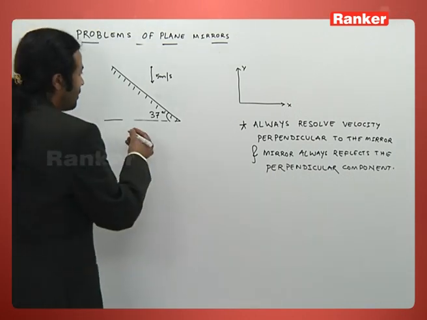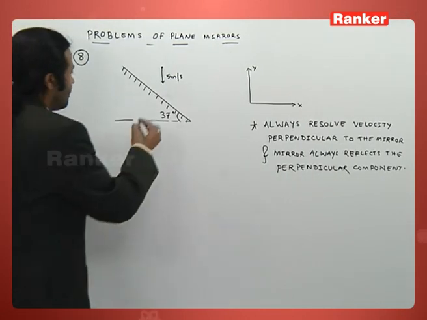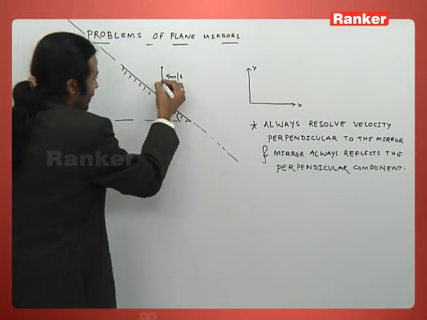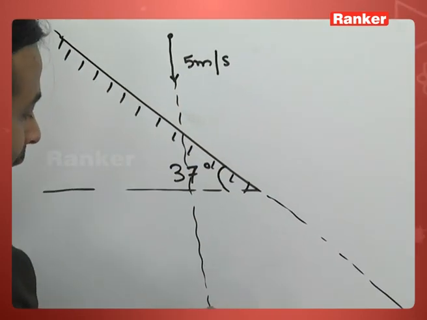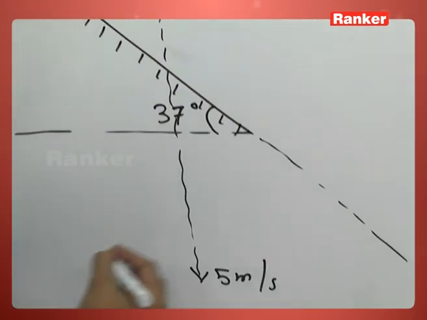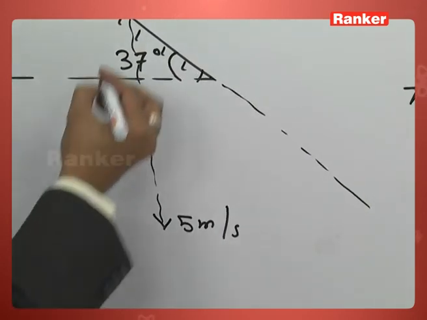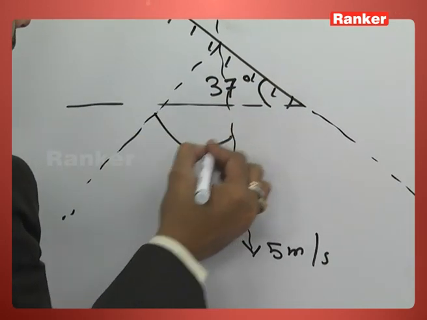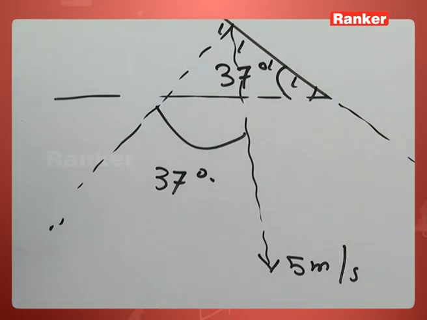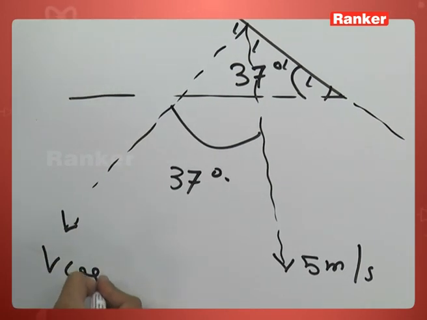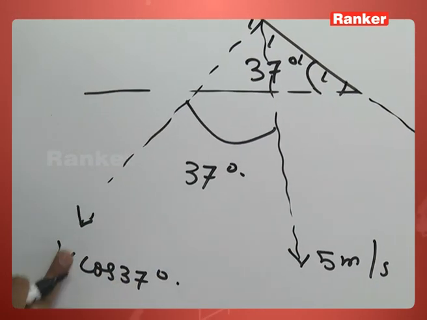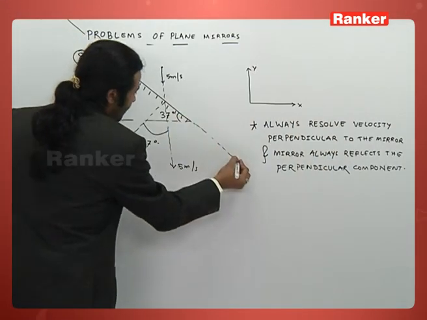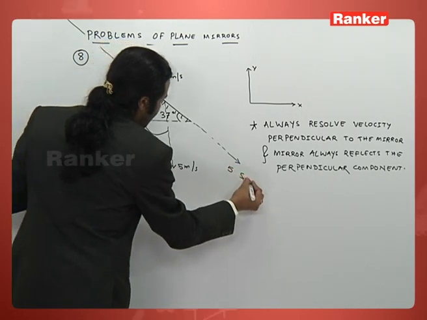Now I will resolve this velocity perpendicular to the mirror. So for my sake of calculations, I take the mirror in this way, and this is 5 meter per second I take. So always I will resolve the velocity perpendicular to the mirror. This will be perpendicular. This is 37 degree. Obviously this will be 37 degree. Now this is V cos 37 or 5 cos 37. And this will be 5 sin 37.